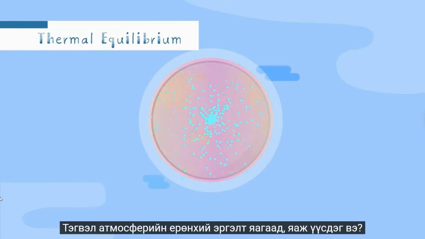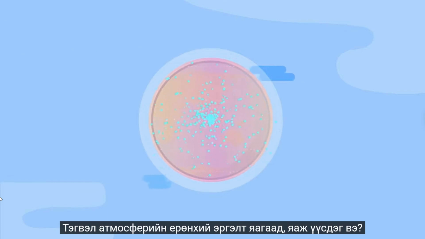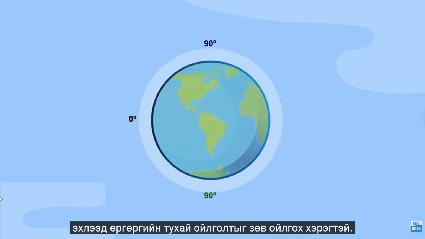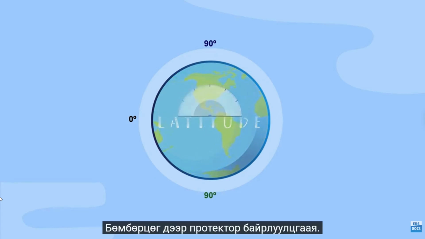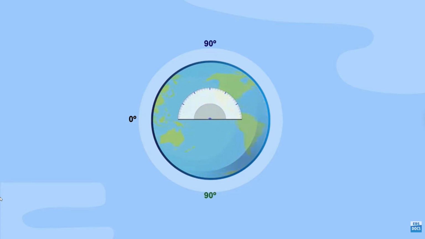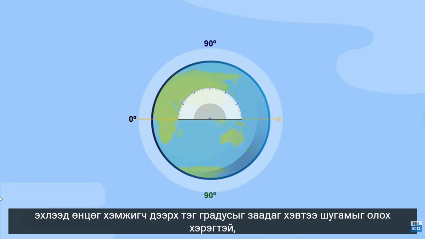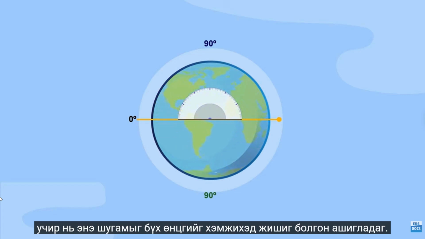So then, why and how does atmospheric general circulation occur? In order to understand atmospheric general circulation, we first need to properly grasp the concept of latitude. Let's place a protractor on the globe. To measure angles using a protractor, first you need to locate the horizontal line on the protractor that indicates 0 degrees, since this line is used as a reference for measuring all angles.